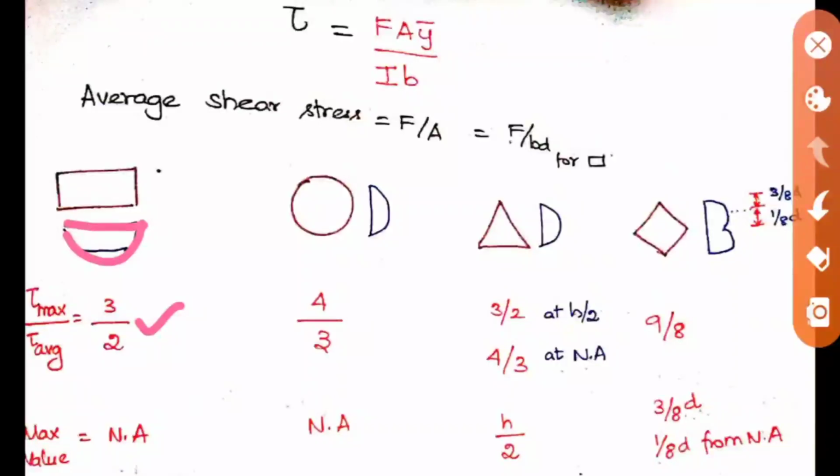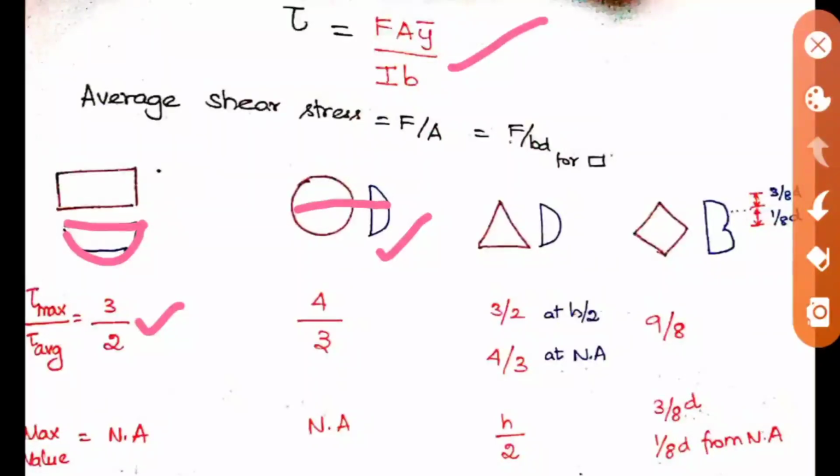Okay, so as I told already, tau average is nothing but the force by area, so that you keep in mind. And if you substitute the values for this tau max and tau average, you will get this ratio. So you can check for all these diagrams, but here I have directly given the value. Okay, and then the second thing is the circular section. So for a circular section, the shear stress diagram will be like this. So it will be maximum in the neutral axis.